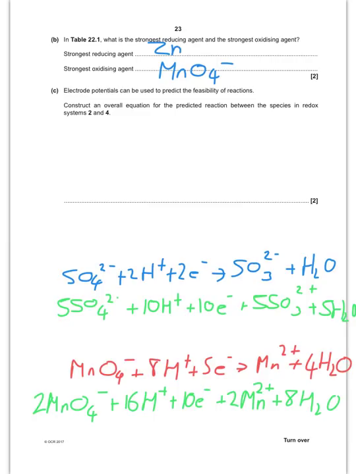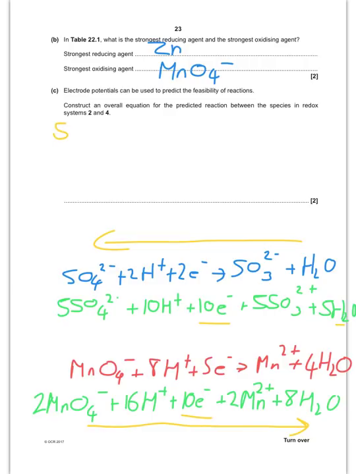Okay, so they now want me to determine the overall reaction for 2 and 4. So if we have a look at 2 and 4, 4 is the most positive, so 4 is going to go that way, and that one's going to go that way. What I've done is I've times the sulfate by 5, so that I end up with 10 electrons here, and the manganate by 2, so I ended up with 10 electrons here. So now we've got to put it together. So let's try doing that. So I'm going to start here.